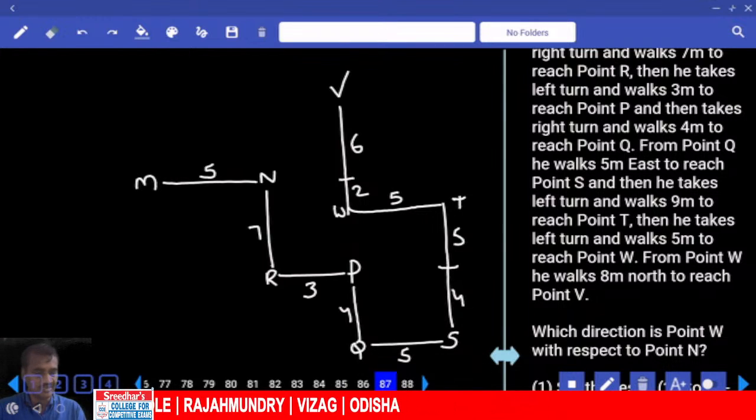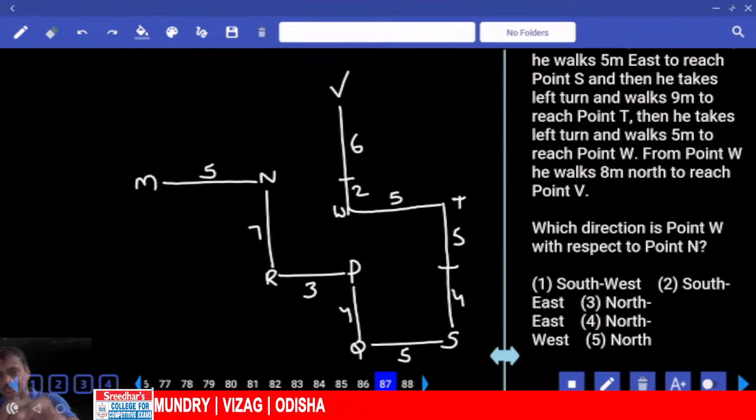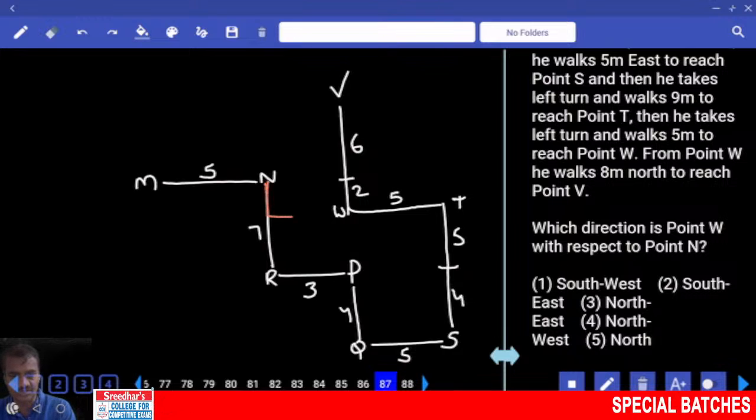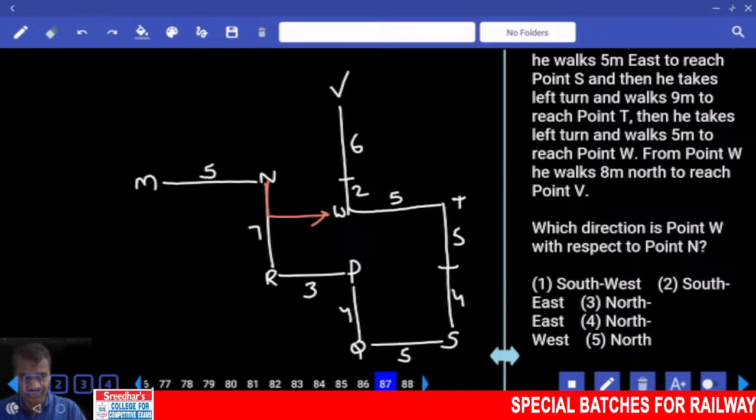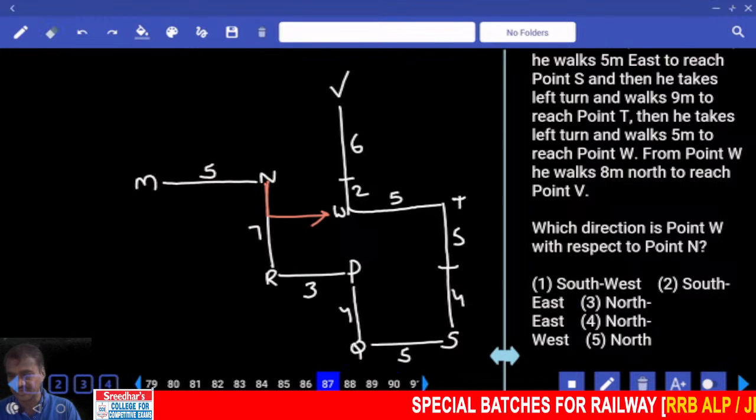Then, now which direction is W with respect to N? Now W with respect to N, where is this W? W is here. To reach W, first we need to move towards south and east, southeast. Now southeast is the choice for question number 87.